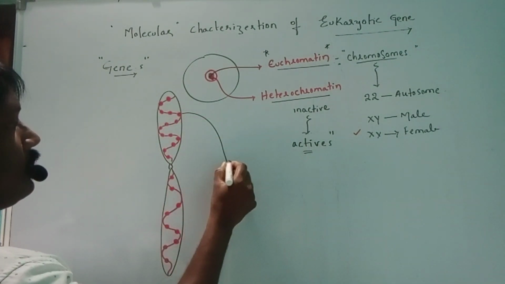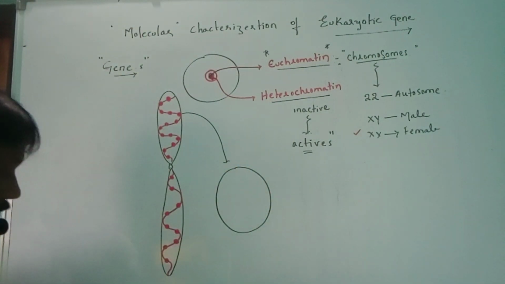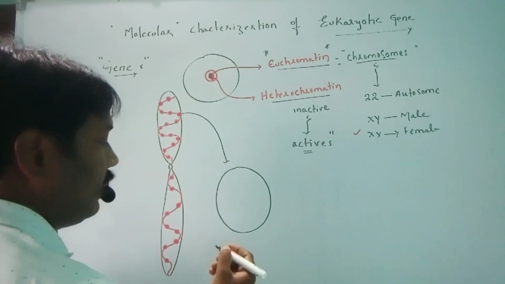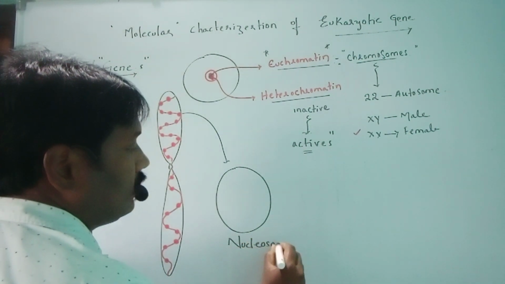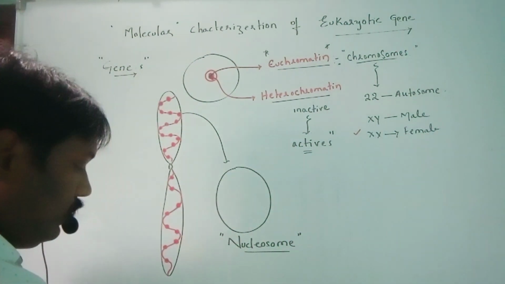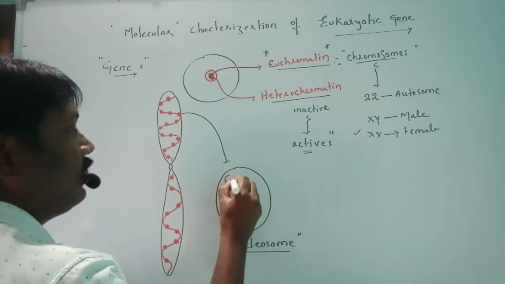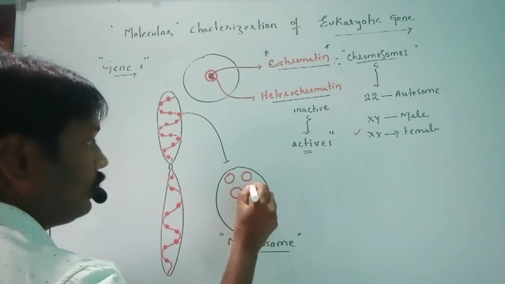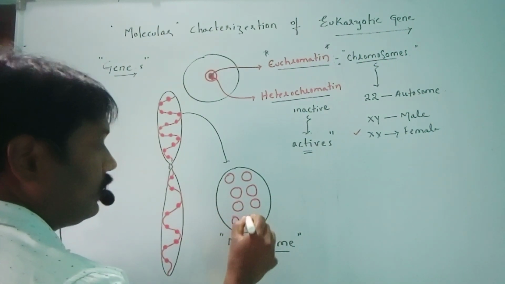Now, to study how the basic histone proteins are arranged around the nucleosome. A bead-like structure we call a nucleosome. In this nucleosome, how are the basic histone proteins arranged? They are arranged in the form of a bead-like structure. We call them H2A proteins, H2B proteins, H4, H5 proteins.